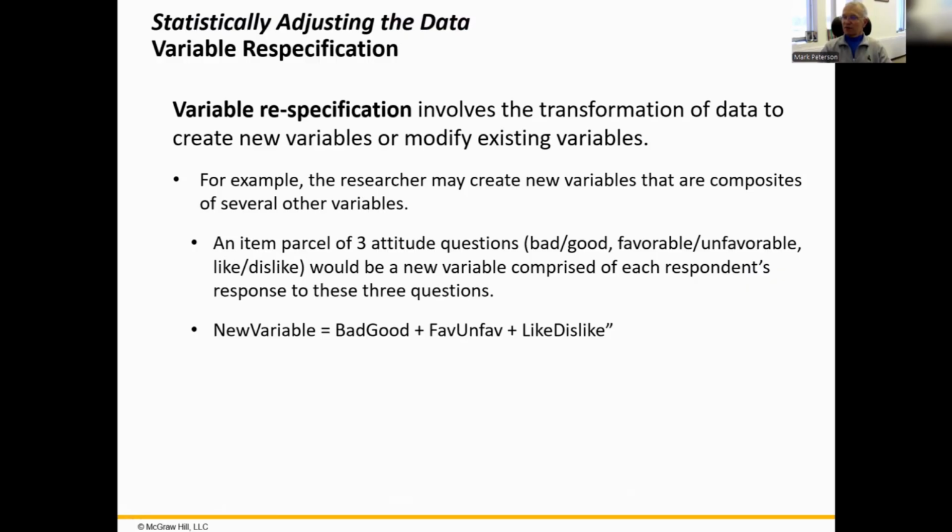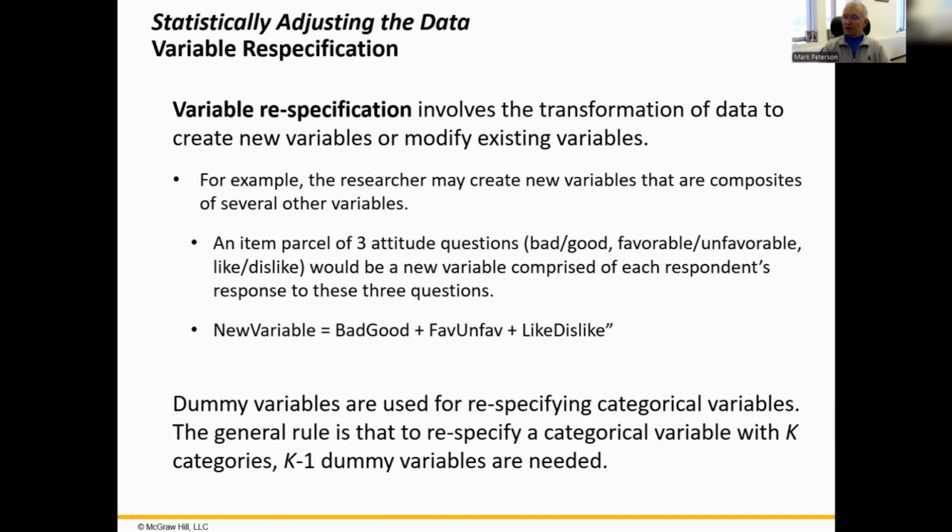You can respecify variables. This is part of data cleaning. You're preparing it for a different phase of analysis. So you might have a set of attitude questions, good, bad, favorable, unfavorable, like, dislike, and you would just add these, and that would be your new variable. So that's a composite variable, an item parcel, or an item bundle. Many times it makes it simpler, instead of working with 3 results, you're working with just 1.